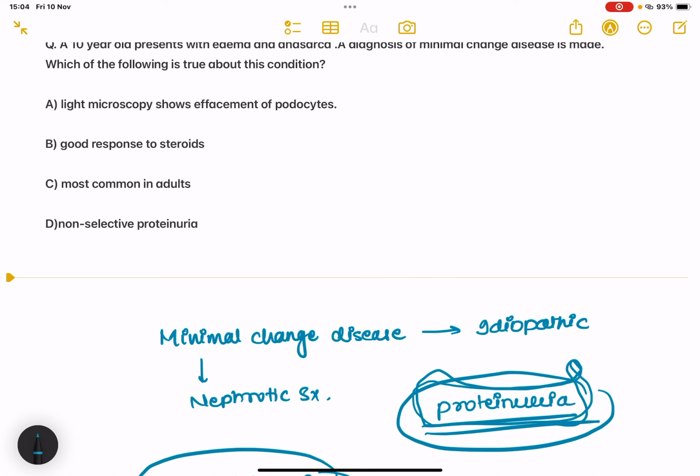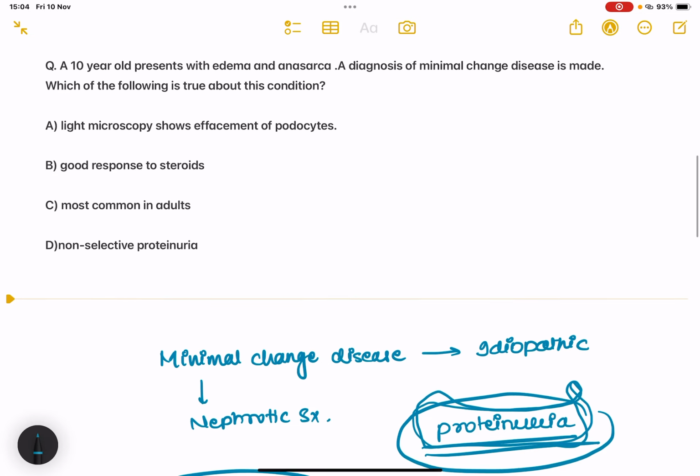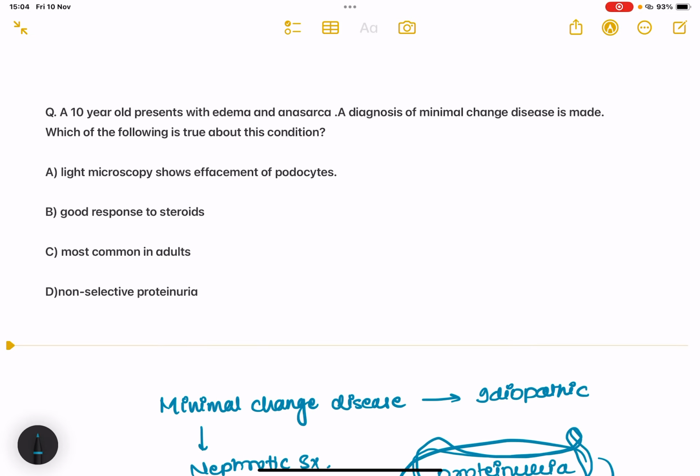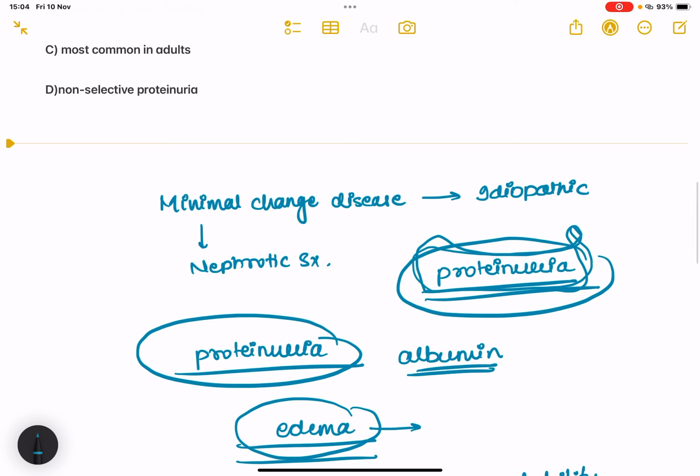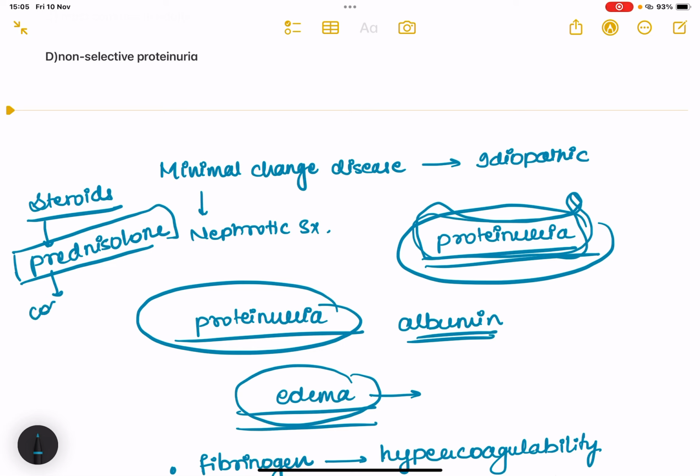So this is all about minimal change disease, and we know that minimal change disease has a good response to steroids, and the steroid used for minimal change disease in children is prednisolone. And by this steroid, there will be a complete remission. The problem will be solved completely. The patient will be free of the disease.